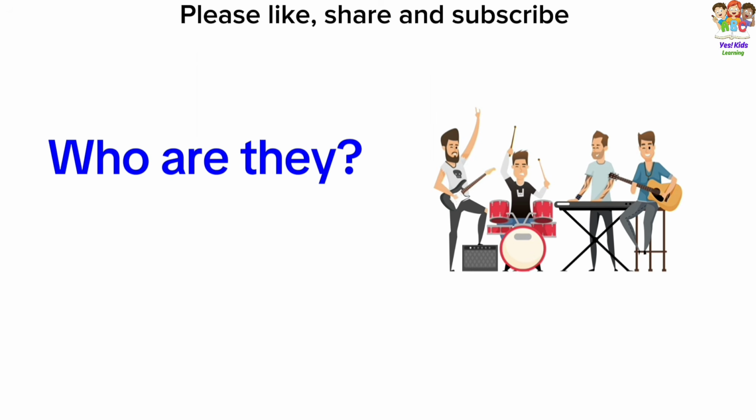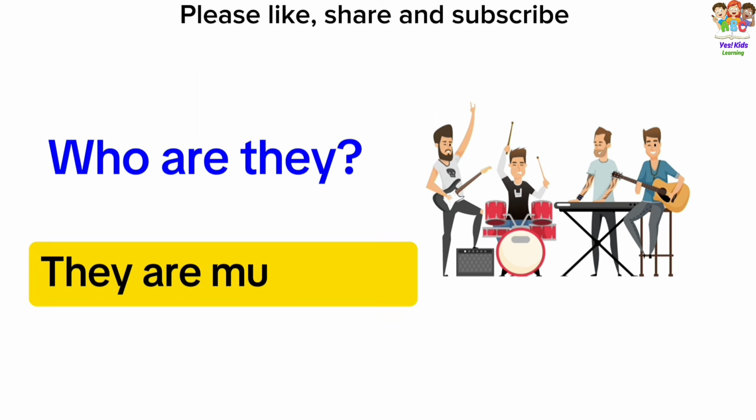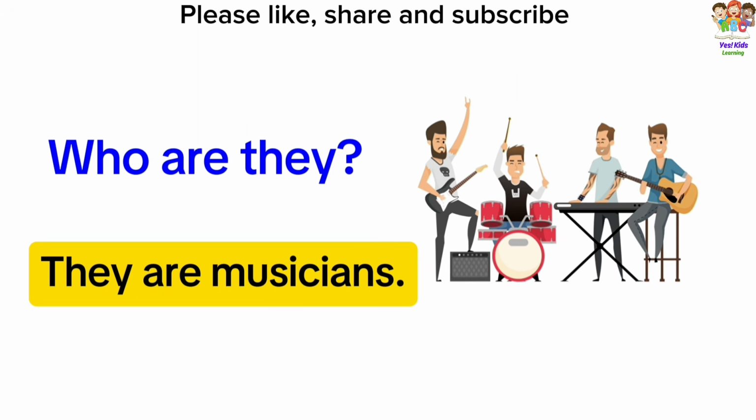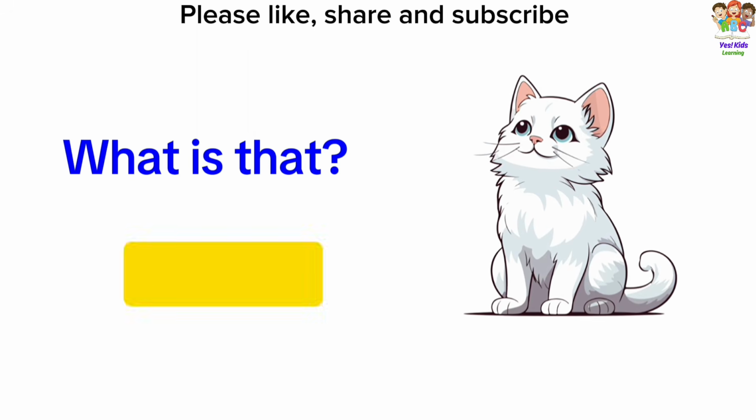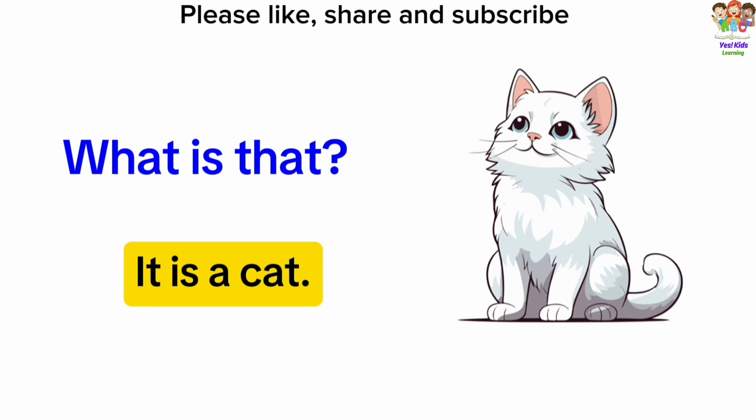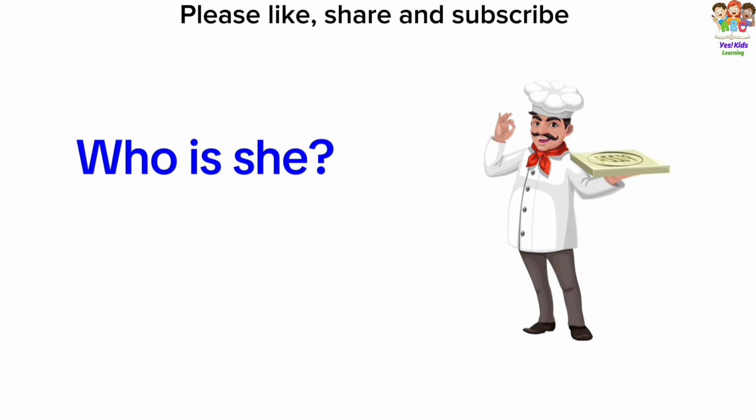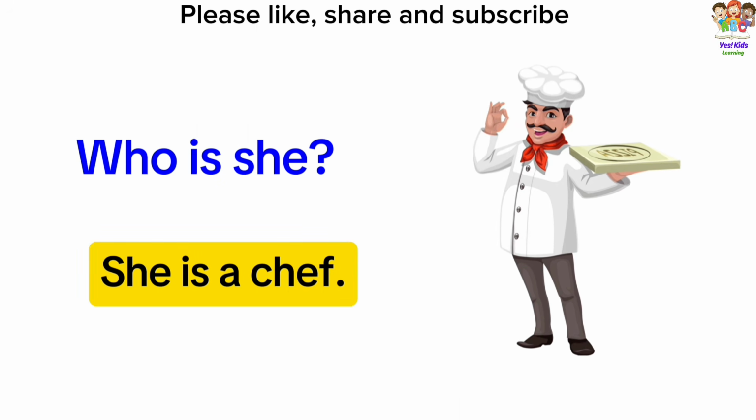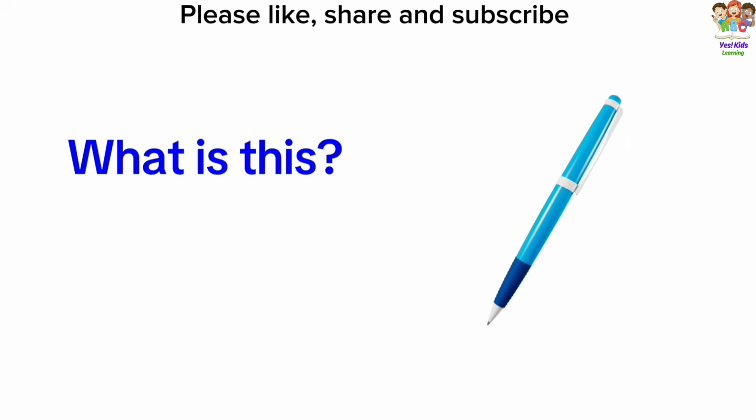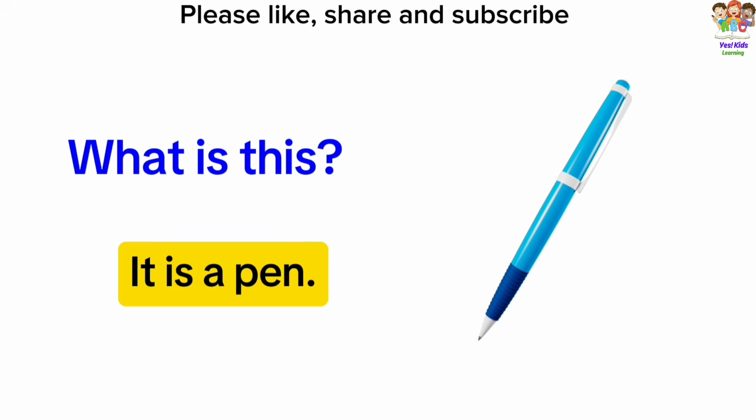Who are they? They are musicians. What is that? It is a cat. Who is she? She is a chef. What is this? It is a pen.